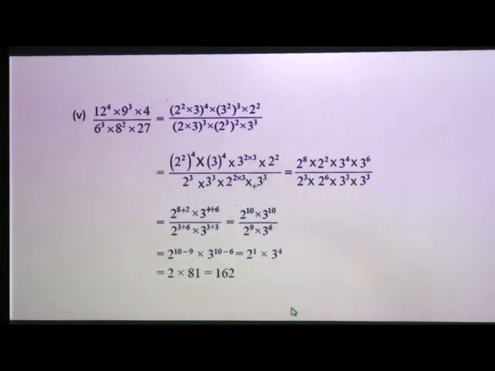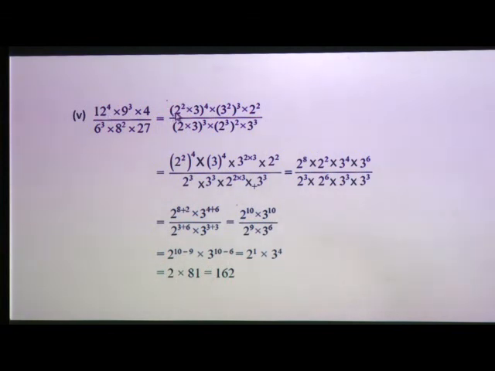Now, we will see one more example, that 12 raised to the power of 4 multiplied by 9 raised to the power of 3 upon 6 raised to the power of 3 multiplied by 8 raised to the power of 2 multiplied by 27. It is very easy. Do not get confused, just we have to write in an expanded form. How you will write 12? You can write 4 3s are 12. How we can write 4? 4 is nothing but 2 square. So, we had written this first.